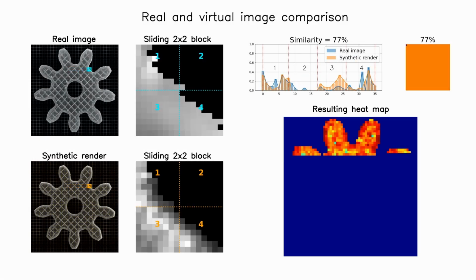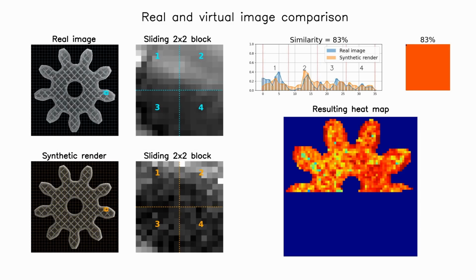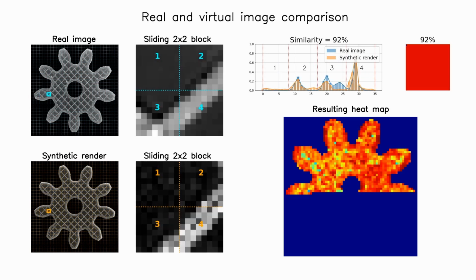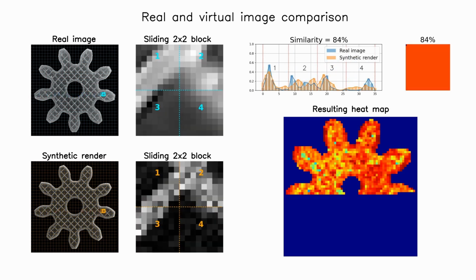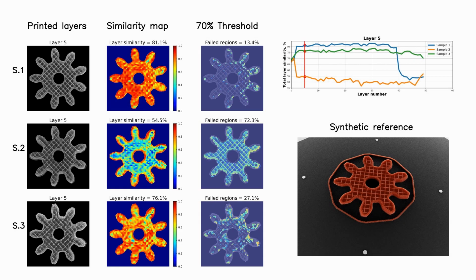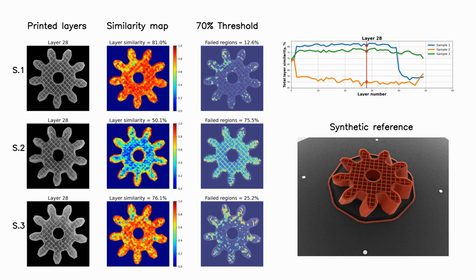So on the left is a comparison between the real and virtual images, and on the right both are scanned and the similarities between the two are quantified in the graph, along with a heat map that is also used to help detect errors. This is another example of a 70% threshold of picking out major errors of 3 samples.